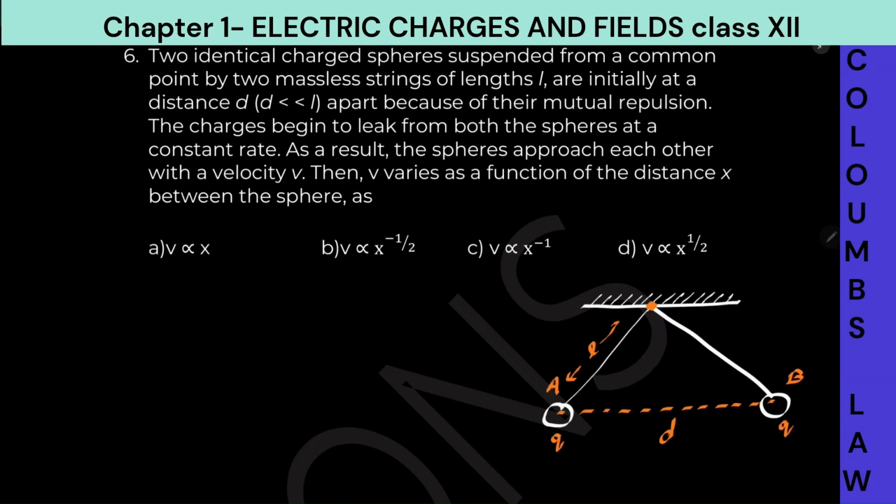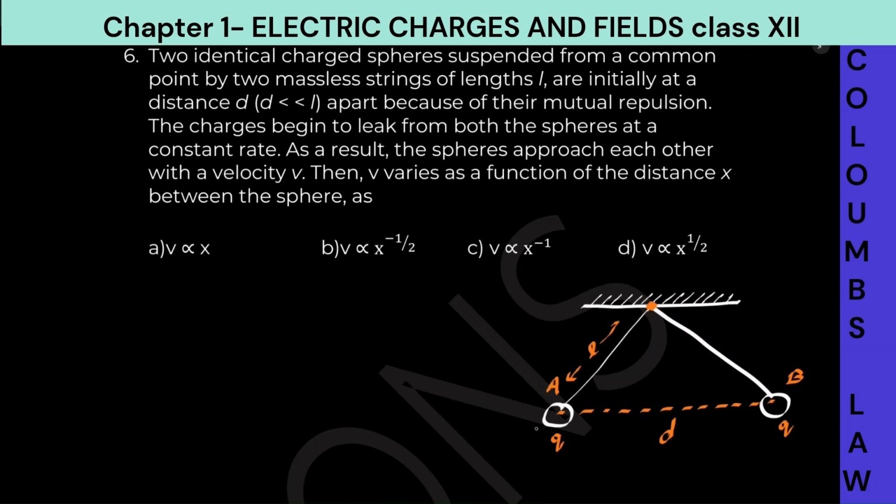Why massless? Because if the strings had mass, you would have to consider the mass of the string as well, right? Next, they are initially at a distance d apart. Now charges started leaking from both A and B, so they will slowly come closer. Let's say they come closer like this and reach here. When they are coming towards each other, the distance between them decreases and eventually the velocity will vary. Let's start figuring it out.